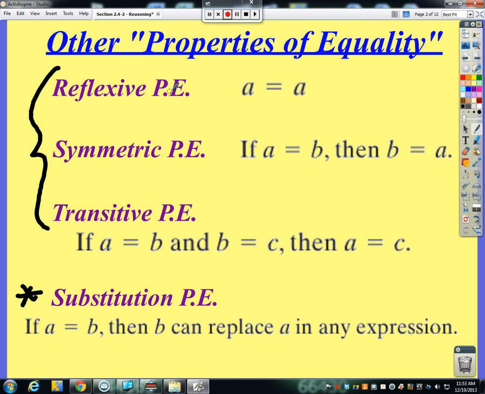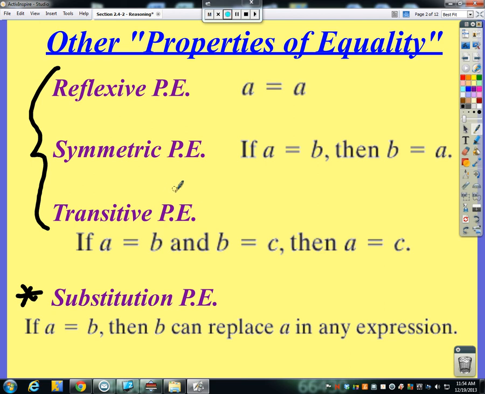Now, the reflexive property of equality is simply saying that something is equal to itself, okay? It's basically like looking into a mirror and saying, hey, there's me. I'm equal to myself. The reflexive property can be talking about variables like it is here, that a equals a. It could be talking about an angle equaling itself. It could be talking about a segment equaling itself. But anything that is technically equal to exactly itself is the reflexive property of equality.